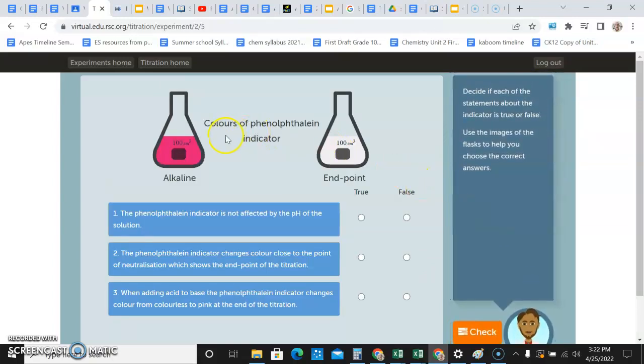The indicator in this example, your alkaline solution is going to turn clear after all of the base has been neutralized by the acid. So this is actually false here because it doesn't change from colorless to pink when you're adding acid. When you're adding acid, it's changing from pink to colorless. It's going the other way.